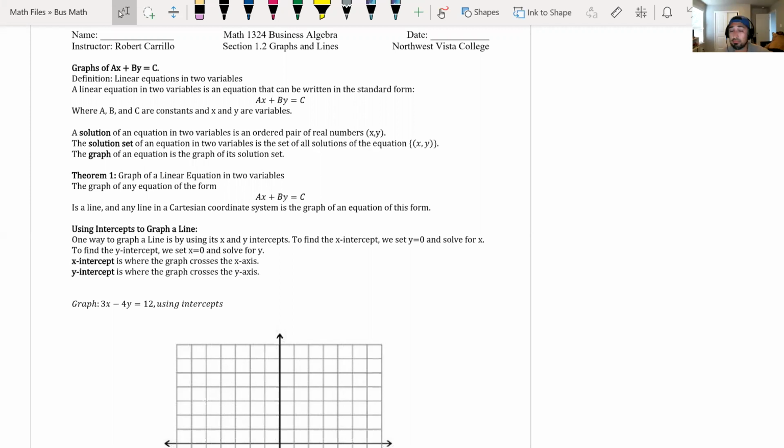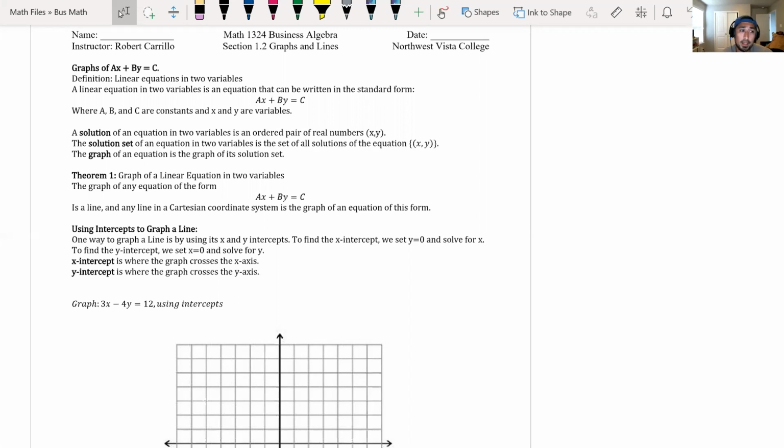Okay, so first page, little definition. The graphs of Ax plus By equal to C. This is a linear equation in two variables where A, B, and C are constants and x and y are variables. What does it mean to be a constant? A constant is just a number, right? Just a number. That's all it means to be a constant. It could also be considered a coefficient.